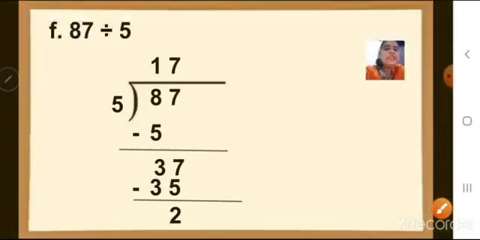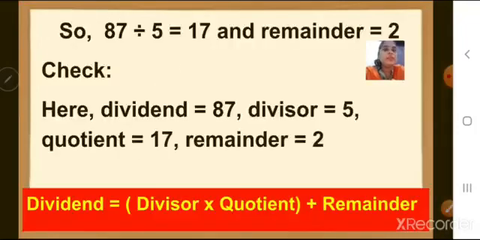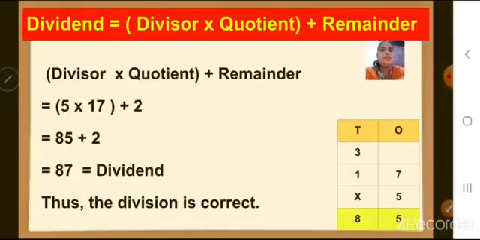So children, is there any other number left to carry down? No, there are no numbers left. Right? So number 2 is our remainder and number 17 is our quotient. Okay. After that we have to check. For checking, first we will write what is dividend. 87, divisor is equal to 5. Quotient is equal to 17 and remainder is equal to 2. Then write the formula. Dividend is equal to divisor into quotient plus remainder.